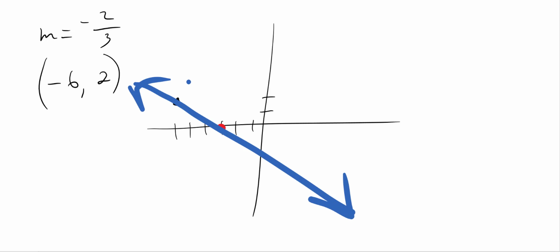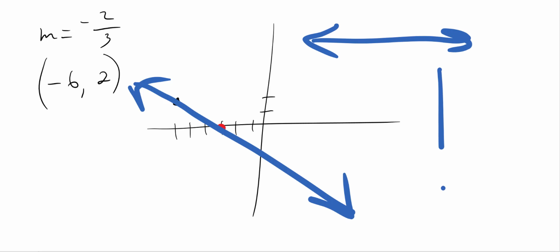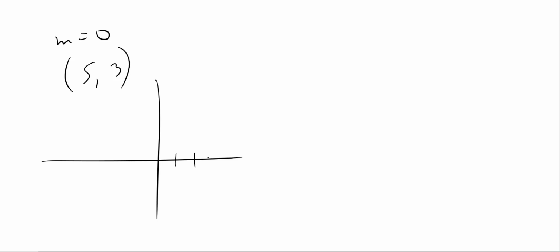Cool? All right, so we learned that. We learned the zero slope. Remember, zero slope is this way. Undefined slope is this way. And if I told you the slope was 0 and it goes to the point 5, 3, you plot 5, 3. Put a point there, and then its slope is 0. So you graph it.